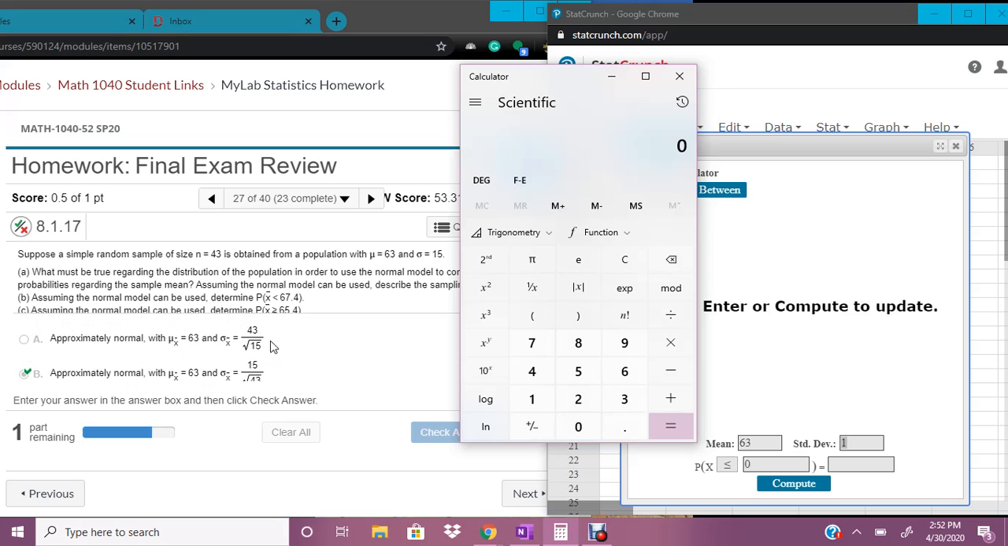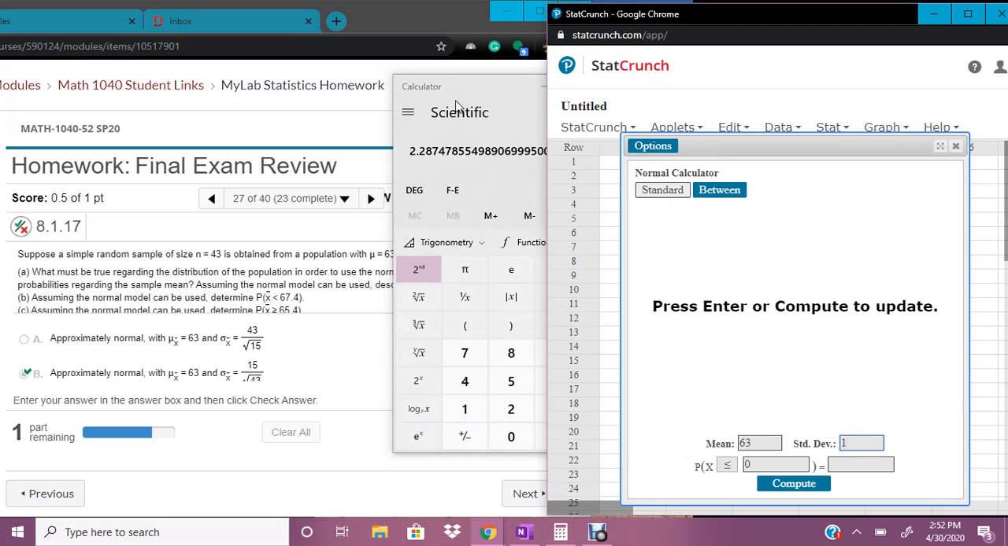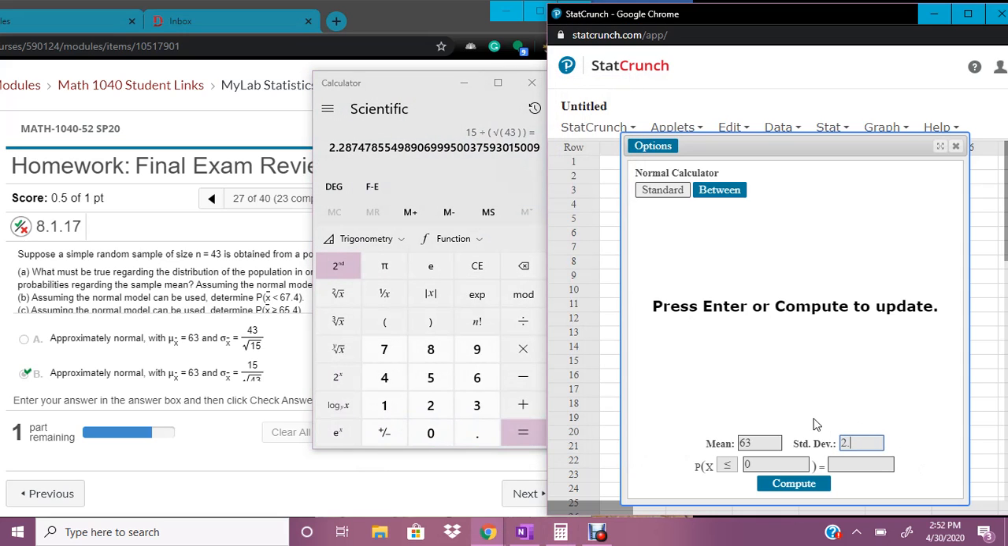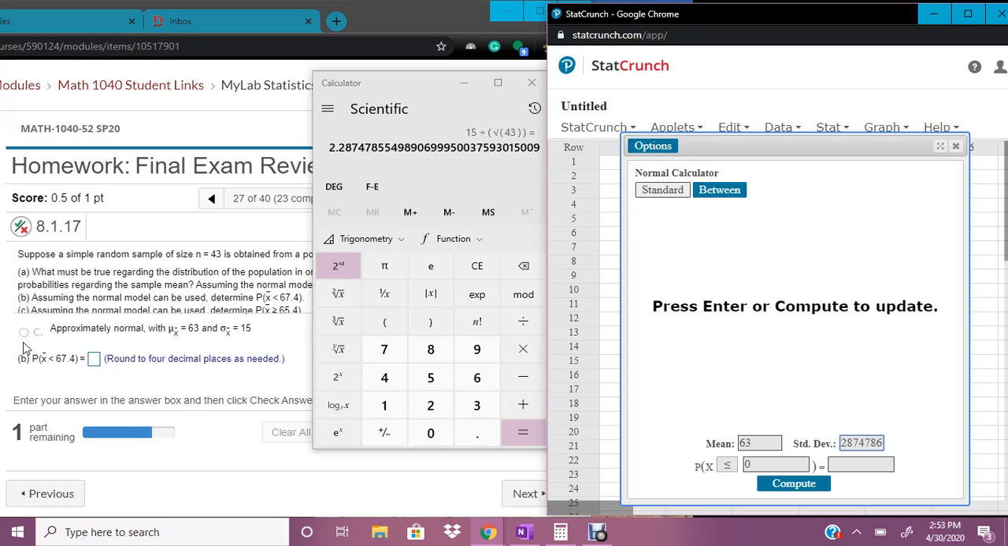So we got to find it, which is 15 divided by the square root of 43. And so we have to plug this right here into standard deviation. And I just do a couple decimals until I feel like it's good. It doesn't really matter. You should be safe; I would do at least 4 probably. And then we're finding x is less than 67.4.